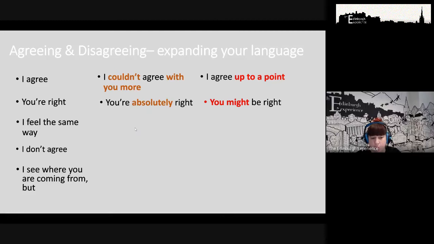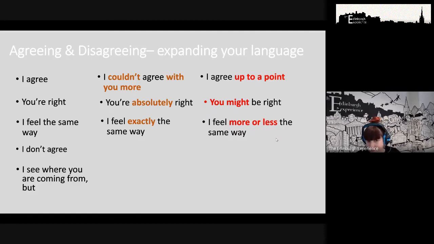I feel the same way. I feel exactly the same way. I feel more or less the same way. I don't agree. I really don't agree. I don't really agree. Now, the position of that adverb there is actually very important because it really changes what we're saying. So if I say I really don't agree, it's like I emphatically disagree. Okay? But if I say I don't really agree, I don't totally agree.